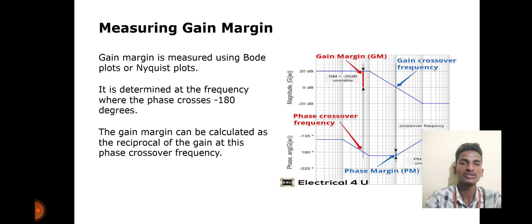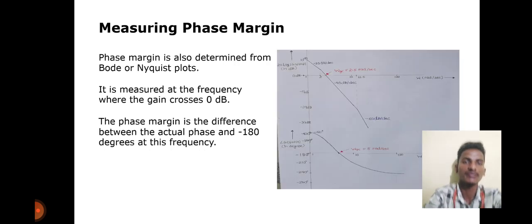Measuring gain margin. Gain margin is measured using both Bode and Nyquist plots. It is determined at the frequency where the phase crosses 180 degrees. The gain margin can be calculated as the reciprocal of the gain at this phase crossover frequency.